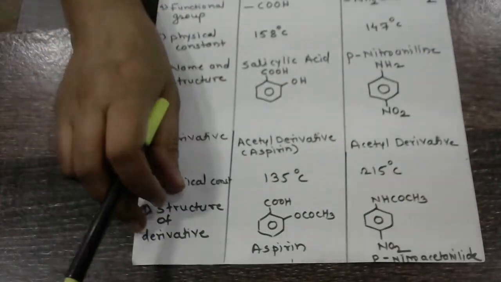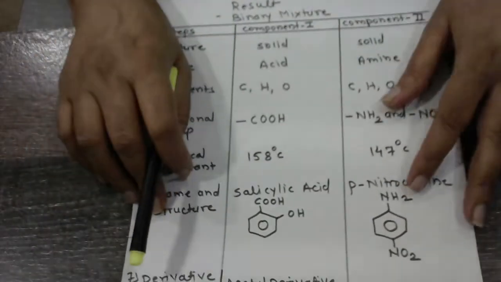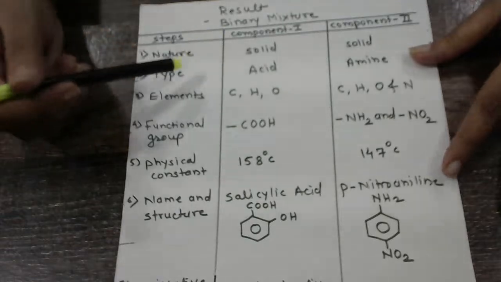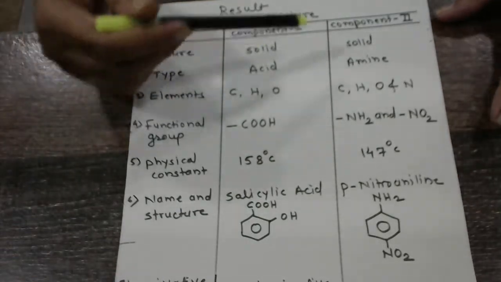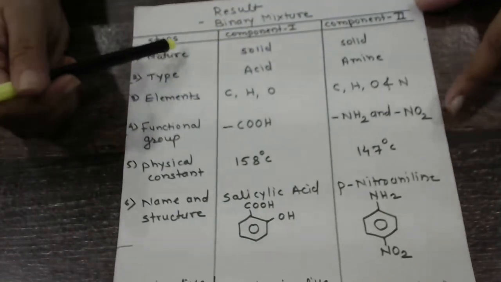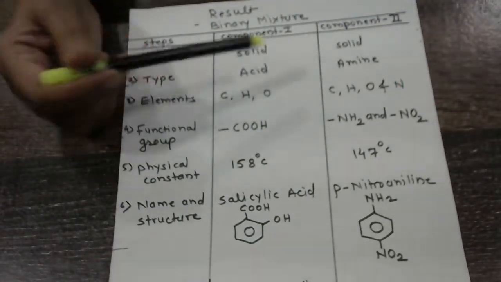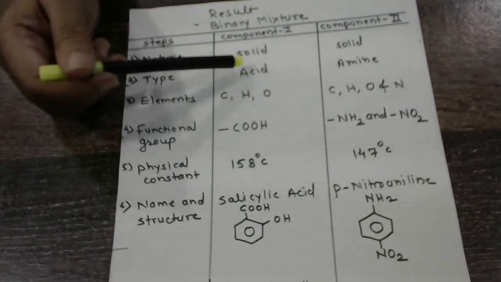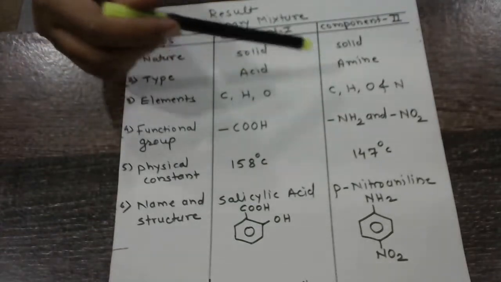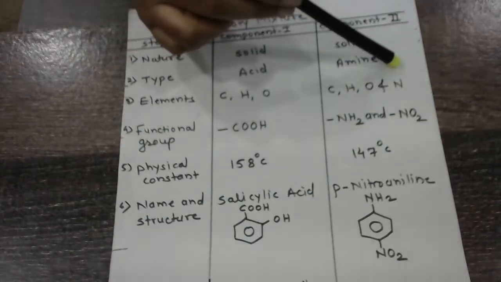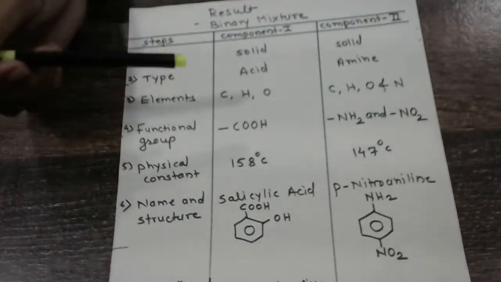And now the last one is the result of the binary mixture. So step, component first, component second. Now first step is nature. Nature of the first compound is solid. Second compound is also solid. Type: first compound is acid, second one amine. Elements: CHO, and CHO and nitrogen. Nitrogen is present in the element.